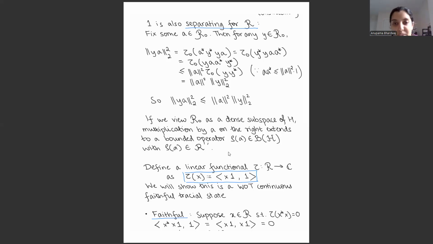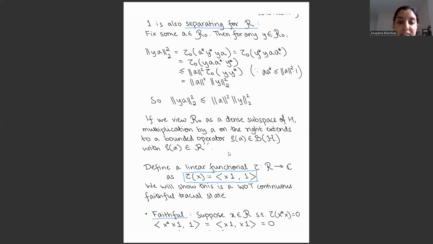So basically, what do we get? What this inequality tells us is that if we have any element of R naught, multiplying on the right gives us a bounded operator, right? If we multiply on the right by any element of R naught, we get a bounded operator. So if we view R naught as a dense subspace of our Hilbert space, multiplication by A on the right is a bounded operator because of this inequality. And in fact, it extends to a bounded operator on B of H because H is a Hilbert space. So we can do that extension, and we call it rho of A. So rho of A is the operator which acts on any element by multiplying it on the right by A.